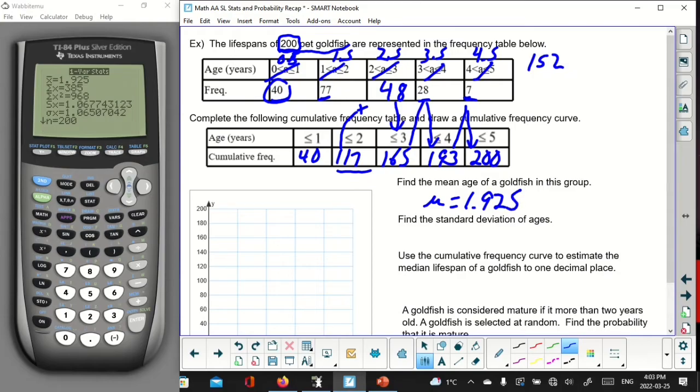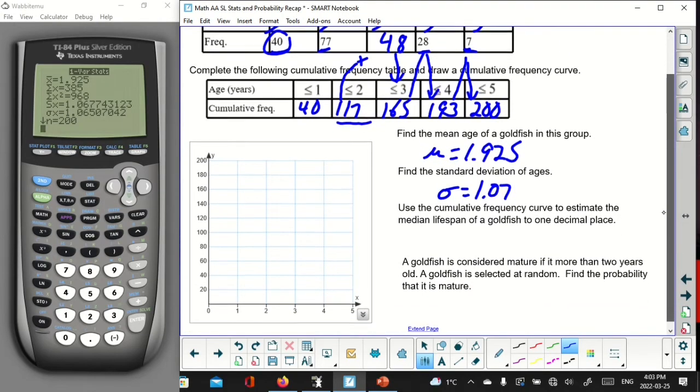It tells me that the standard deviation is 1.07, and that would be the Greek sigma there, lowercase sigma. And we're going to be using the population parameters in Math AASL. Now that we have those values, we can move on to looking at the cumulative frequency.